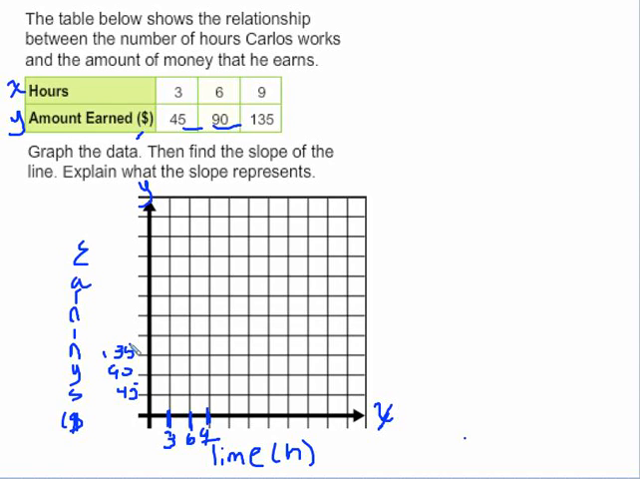So let's plot our points. I know that after 3 hours I've earned $45. After 6 hours I've earned $90. And after 9 hours, I've earned $135. So there's my line. I'm going to graph my line. So I'll put a line in.